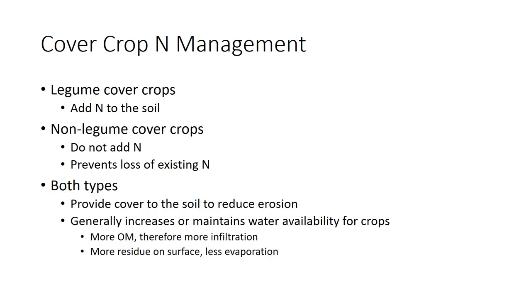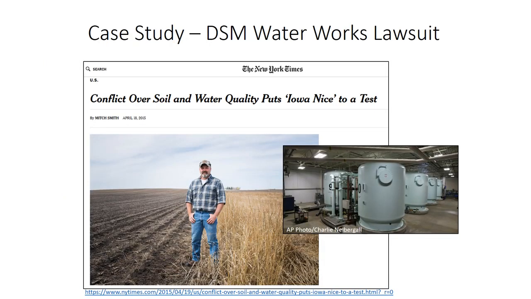So with both types, we're going to have some improvement in terms of soil erosion, so we'll have less erosion overall. And it's also going to, in most cases, increase water availability for the cash crop, because it's building structure and increasing infiltration, and also shading the soil during times of the year where it might otherwise be evaporating. And also we have more residue on the surface and less evaporation.